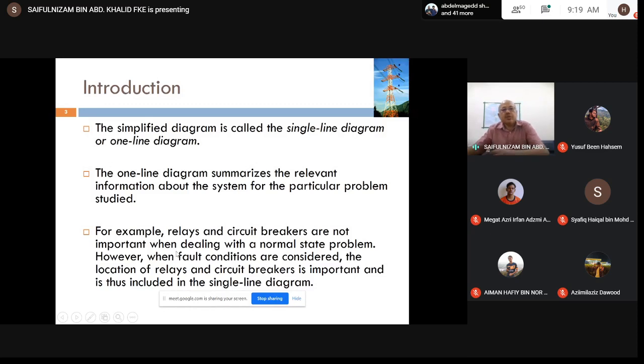It is not necessary to show all the components of the system on a single line diagram. For example, the relays and the circuit breakers need not be shown in the load flow study or the steady state study, but the circuit breakers are a must for protection study.